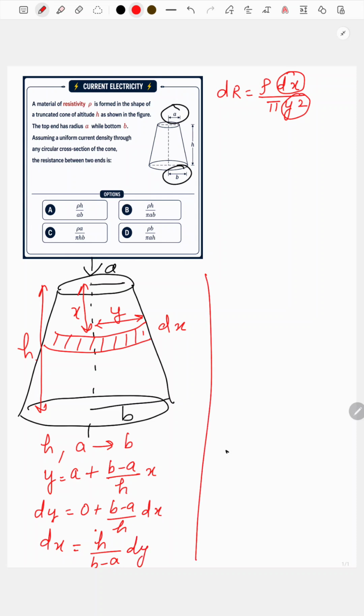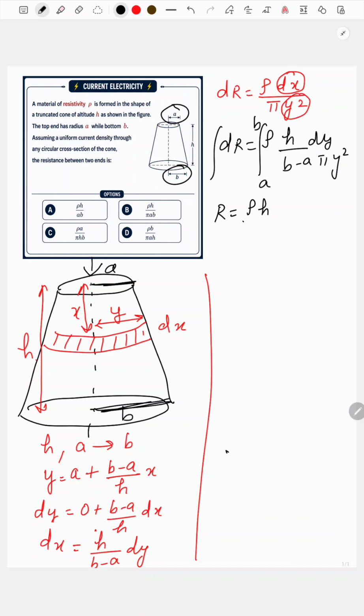Let's put this value. इस value को put कर दें अब. Then dR is equal to rho, instead of dx we will write h upon b minus a into dy upon pi y square. Let's integrate it from a to b. The y will change from the radius a to the radius b. Now R is equal to rho h upon pi b minus a, which is constant. We have to integrate dy upon y square from a to b.